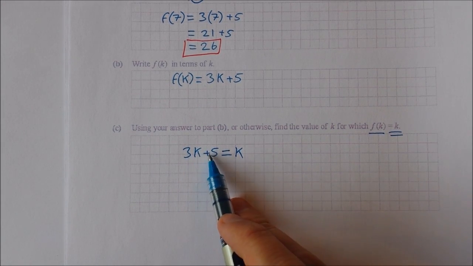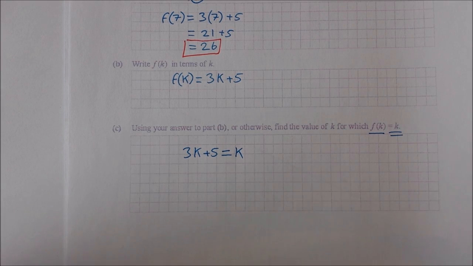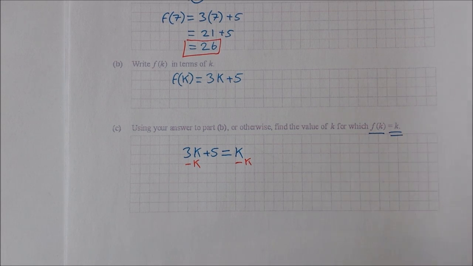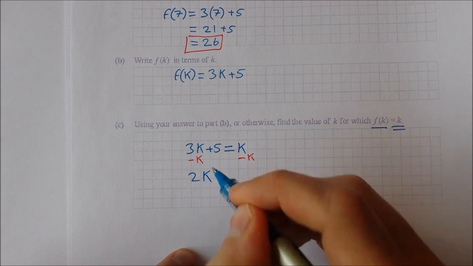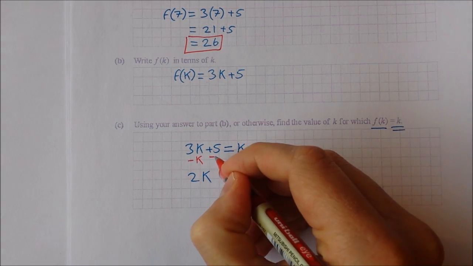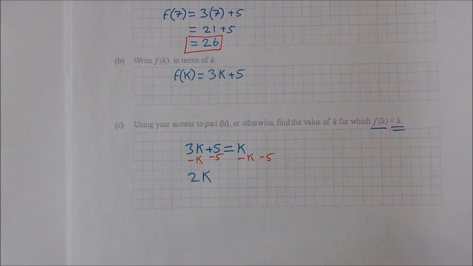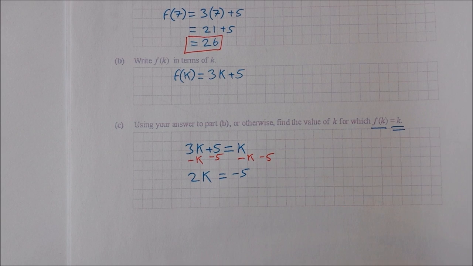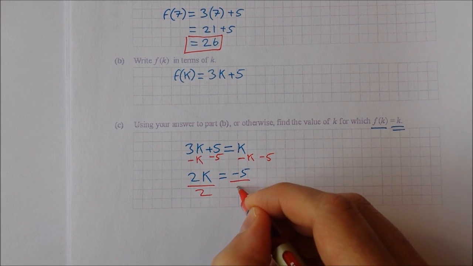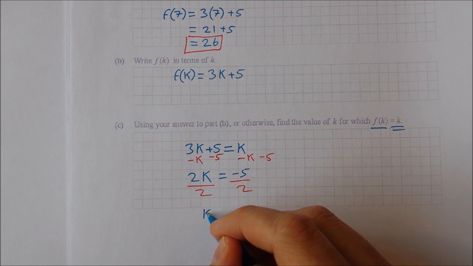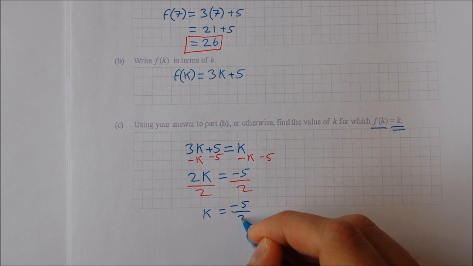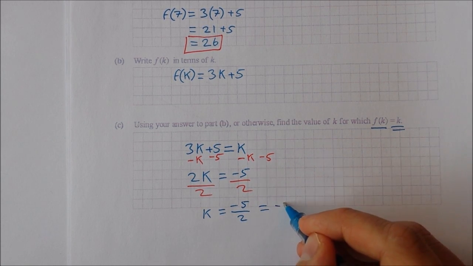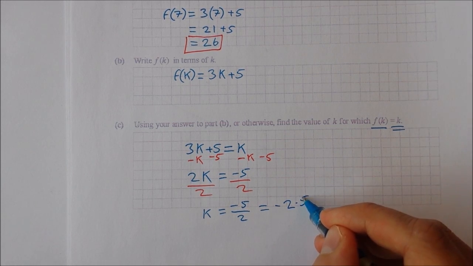Let's get the k's to one side, the numbers to the other side. So what I'm going to do is subtract k from both sides. That will give me, on the left, 2k. And I'm going to subtract 5 from both sides. So on the right, that will give me minus 5. So 2k is equal to minus 5. I divide both sides by 2, and that gives me k is equal to minus 5 over 2. You can leave it as that, minus 5 over 2, or you can say that's equal to minus 2.5. It doesn't matter what way you write it there.